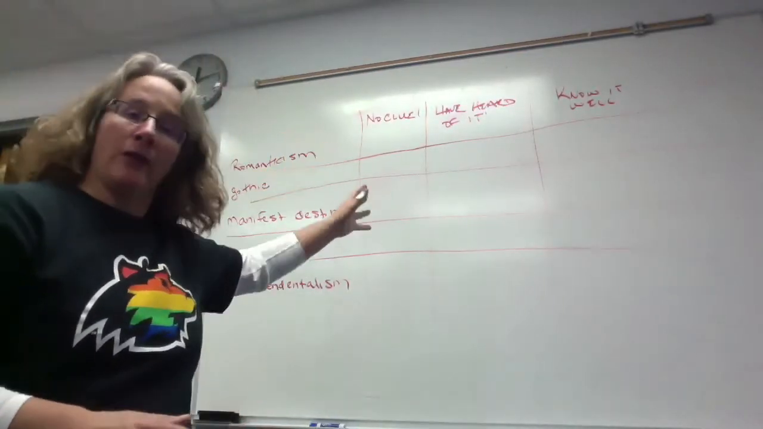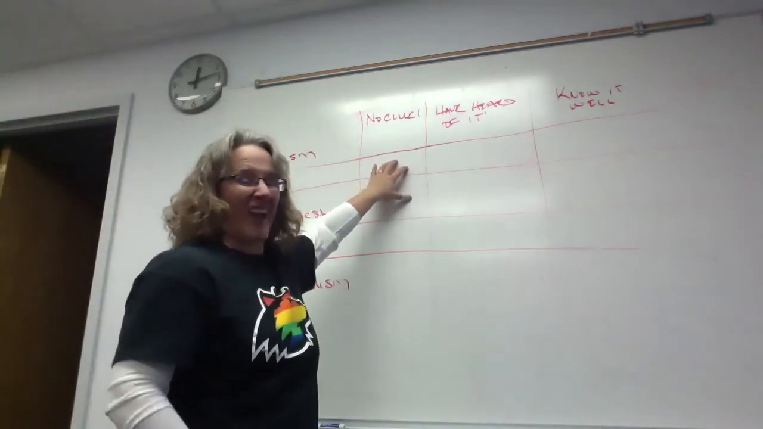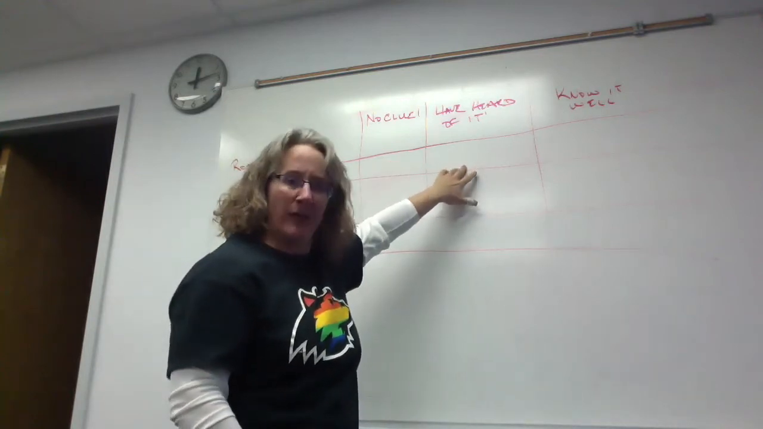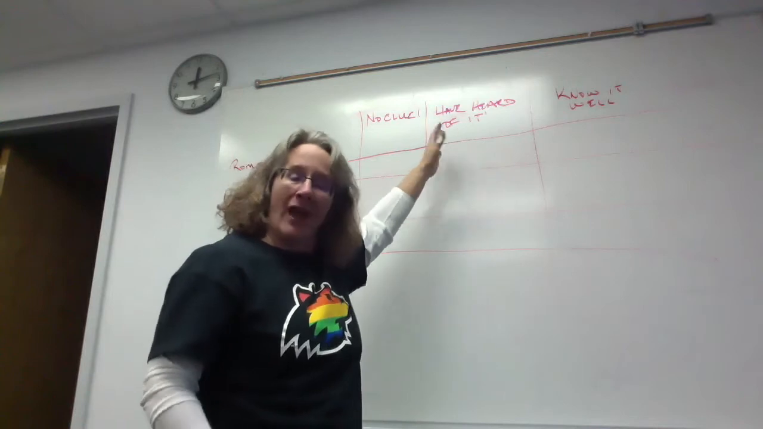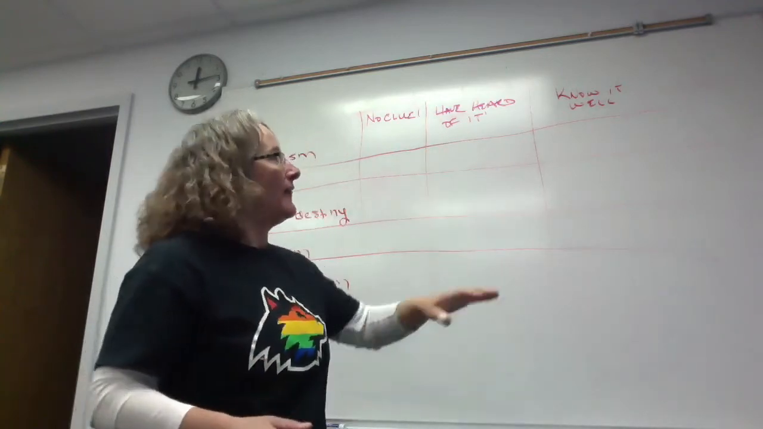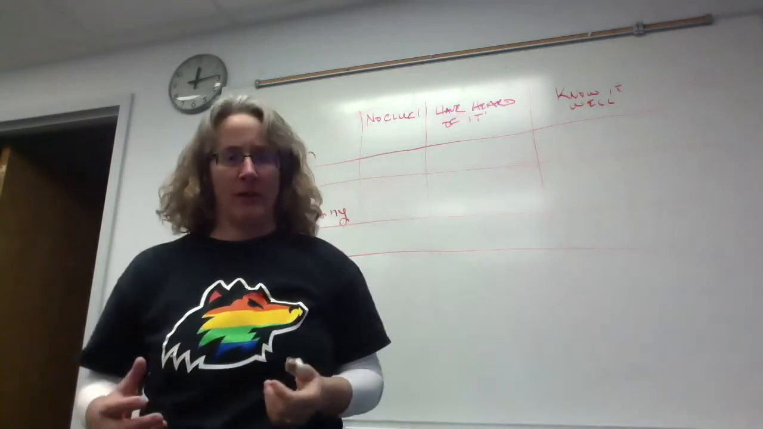but generally there are 3 or 4 columns. There's usually one that says, I've never heard of it, have no clue, nada. There's usually some kind of intermediate category: I've heard of it, I kind of have an understanding of it. And then the third one is I know it well, I can explain it, etc.